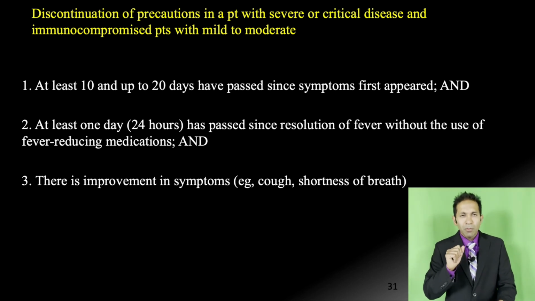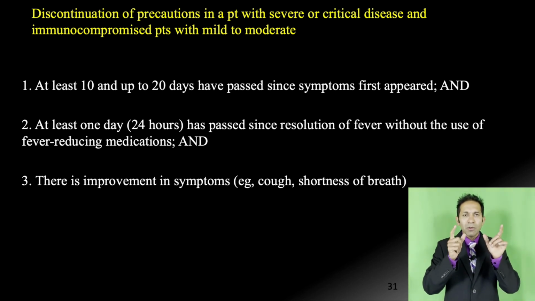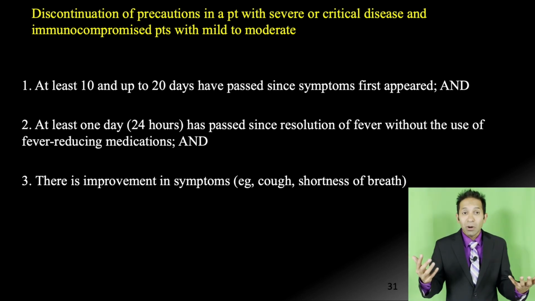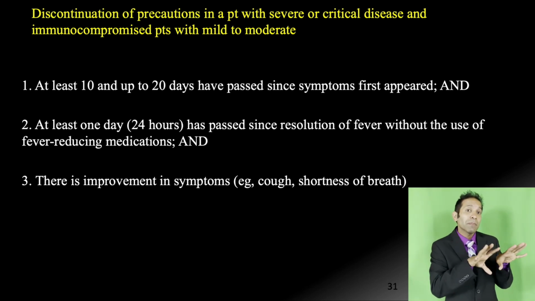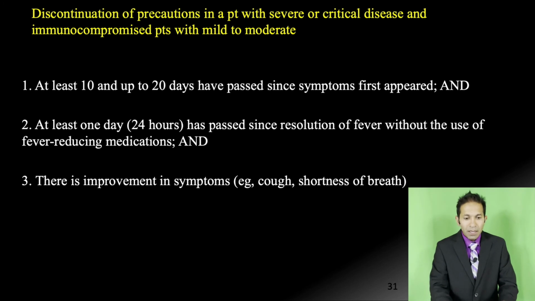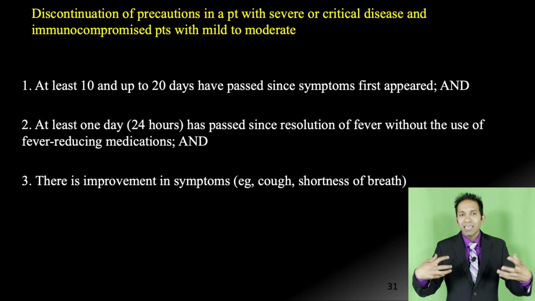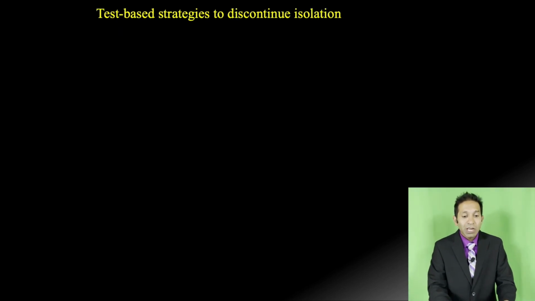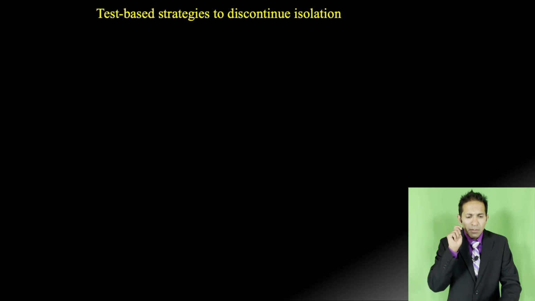I want to make one more point. Studies have shown that in patients who are immunocompromised, if you do their antibody testing 2 weeks after onset of symptoms, you might not detect antibody, but in immunocompetent patients, you can detect antibody within 2 weeks of symptom onset. Okay, it makes sense because patients who are immunocompromised still have virus, they are not developing antibody. Okay, so let's go to the next slide and talk about the test-based strategy to discontinue isolation.